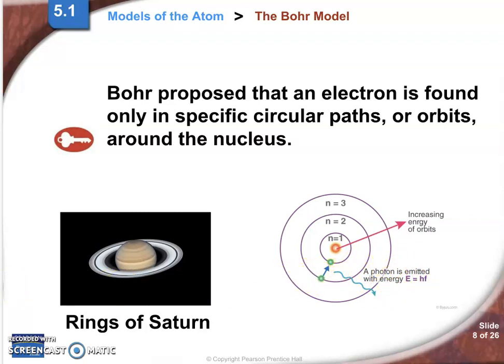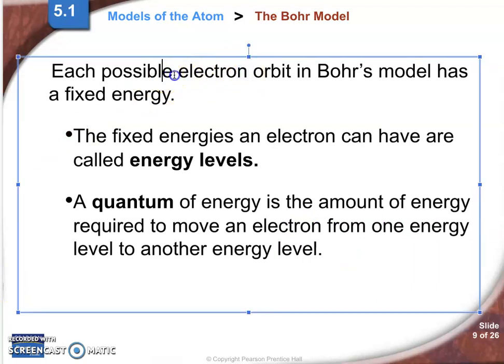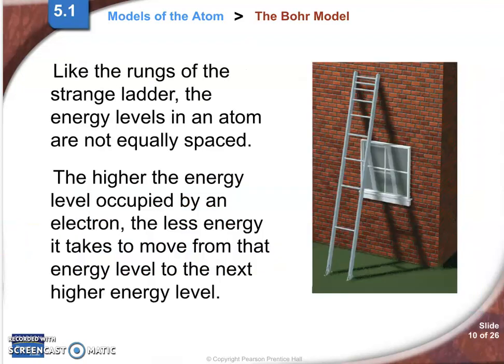That is the Bohr model. According to his model, electrons are spinning around the orbit, okay? And electrons have a fixed energy level. You may want to write this down. Electrons have a fixed energy level, okay? And each electron can gain a quantum of energy, which is a certain, fixed energy level. And what he noticed is the energy levels are not the same. It is like a strange ladder. The energy levels are not equal in the atom.